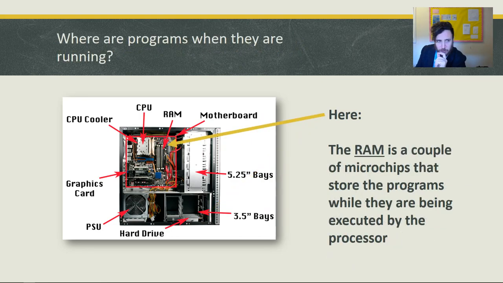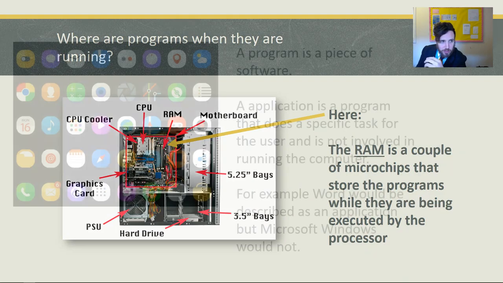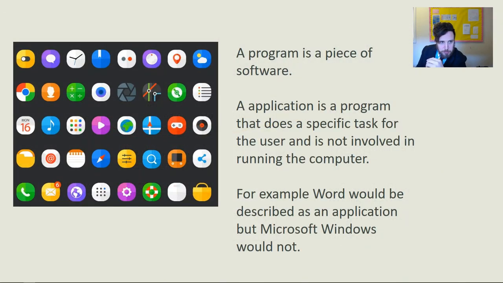Okay. But then when you double click on the file, so you go in and say, I want to open up Word, click. What happens? Well, effectively it moves it from the hard drive into the RAM, and this is where the RAM is. We know it's RAM because it says RAM next to it, and there are these couple of microchips, and they're storing the programs while they're being executed by the processor.